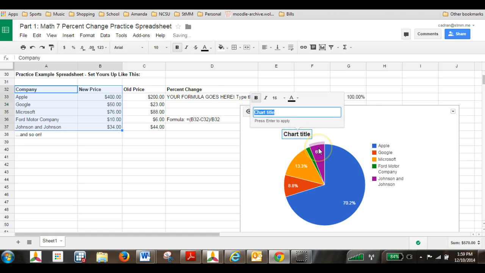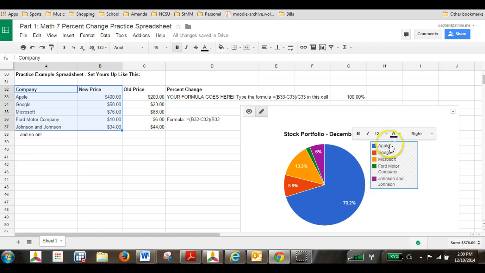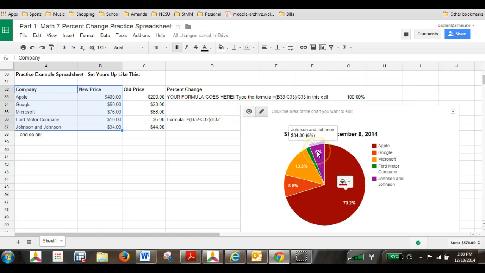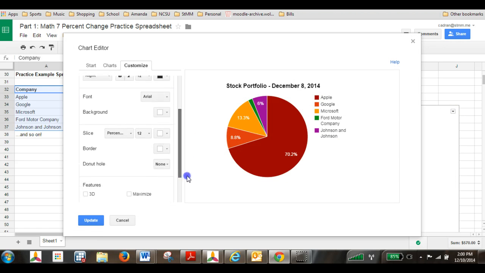Now notice there's no chart title here, so I need to make sure that I call this something that represents the information. So perhaps Stock Portfolio December 8th, 2014 or something like that. I can also go in and edit any part of this legend that I need to. I can change any of the colors, so you can really customize it. And as I put my cursor over, I can also see what the actual dollar amounts were. There are some advanced editing features that you can try as well, and you're welcome to go through and work with those.